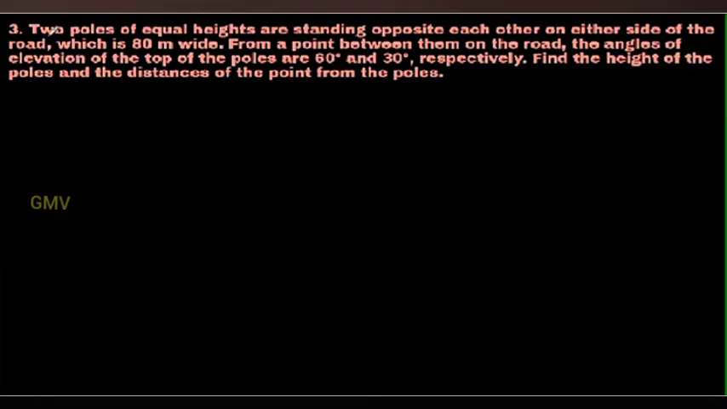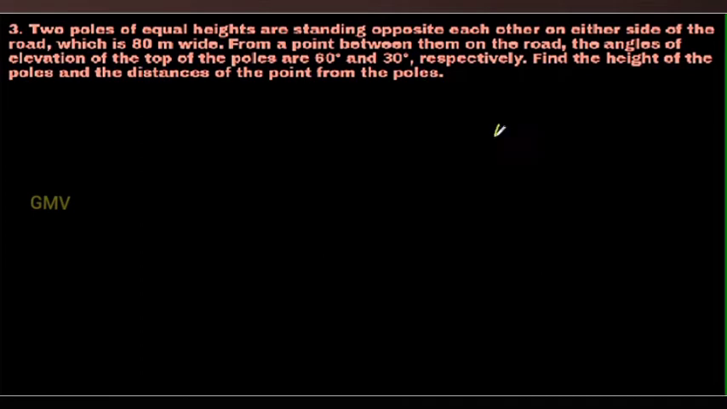See the next problem. Two poles of equal heights are standing opposite each other on either side of the road, which is 80 meter wide. From a point between them on the road, the angle of elevation of the top of the poles are 60 degree and 30 degree respectively. Find the height of the poles and the distances of the point from the poles.